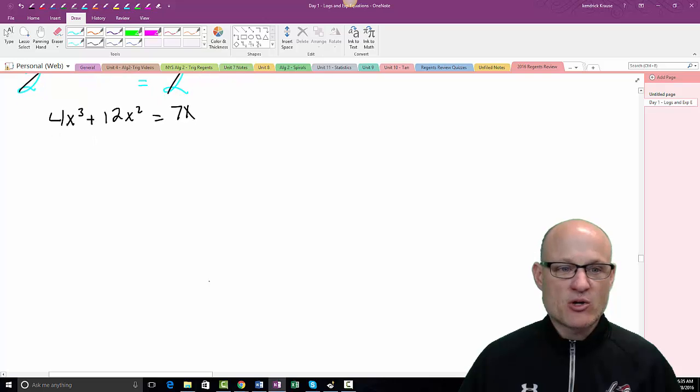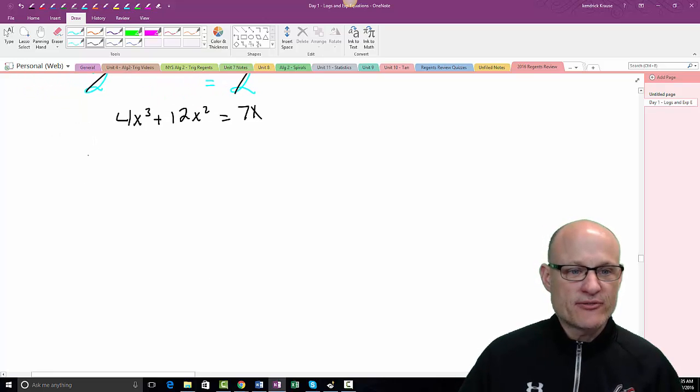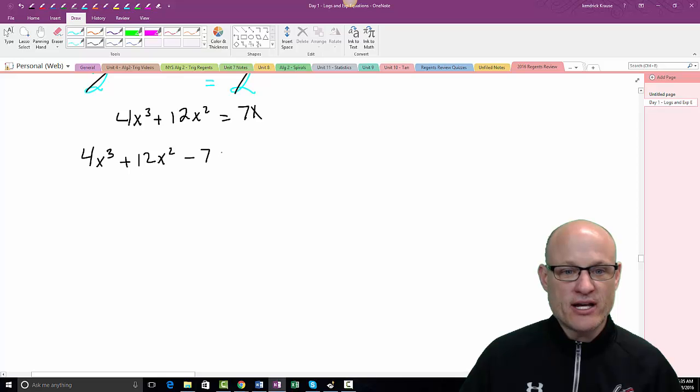Since this is now a polynomial, I'm going to bring everything to the left side and factor, so I get 4x cubed plus 12x squared minus 7x equals 0. I can take out an x. That gives me a 0 as one of my answers. 4x squared plus 12x minus 7.